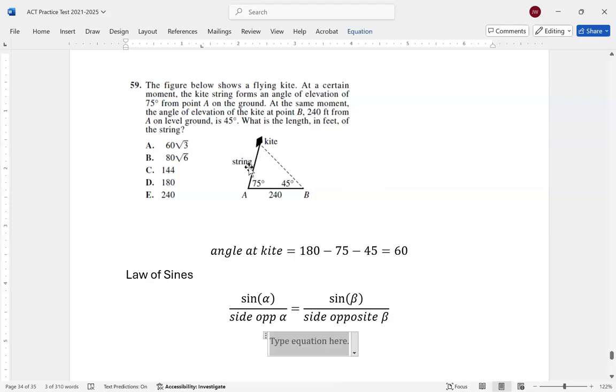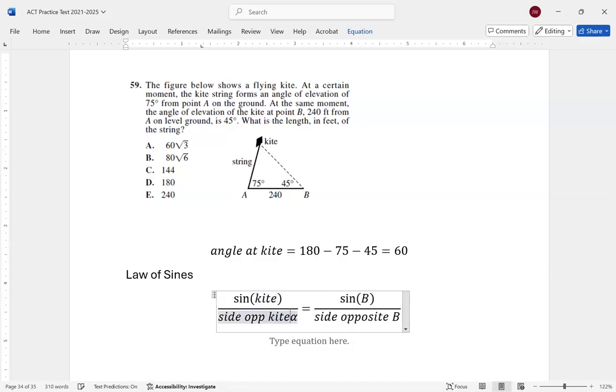Now we're trying to find the length of the string. That's the ultimate goal here. Notice that the string length is the side opposite of B. I also know that from A to B is 240. That's the side opposite of the kite. So the sine of angle alpha, that's the kite angle, is over the side opposite of the kite, which would be 240.